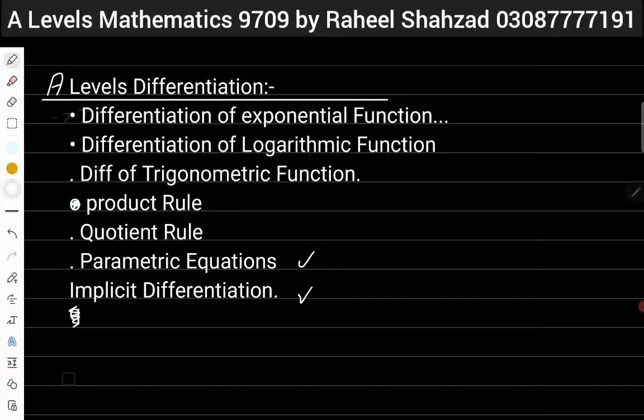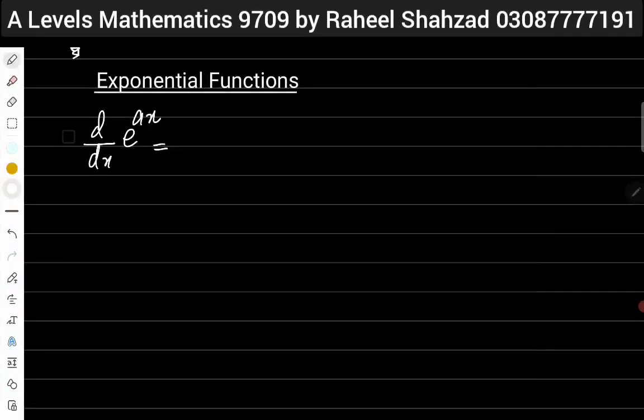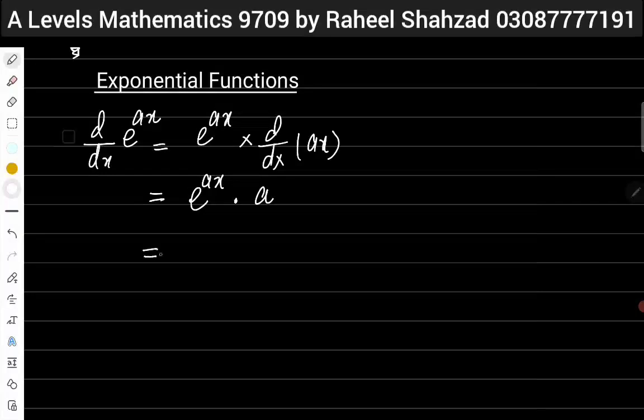So let's start with exponential functions. For example, we have e power ax and we need to differentiate it. So the derivative of e power ax is going to be e power ax into the derivative of the power, whatever power we have. So that is going to be e raised to the power ax into a, and you can write it as a e raised to the power ax. So that is basically the derivative of e power ax.